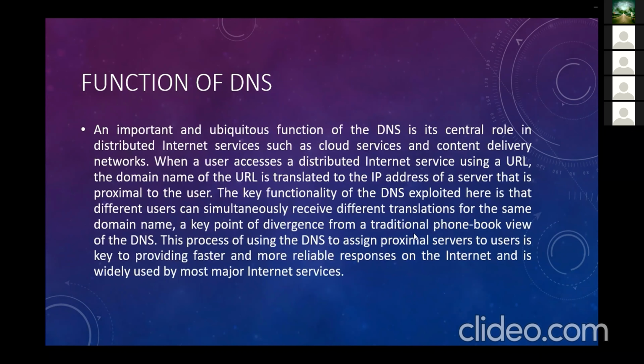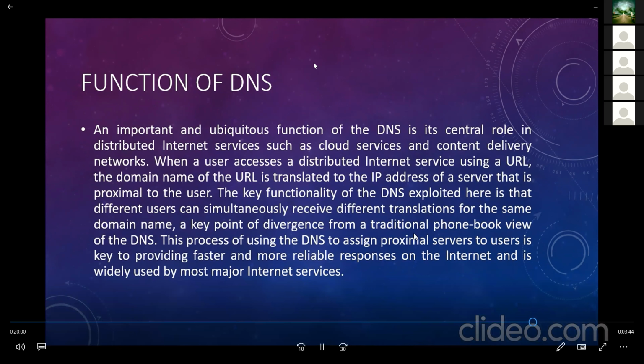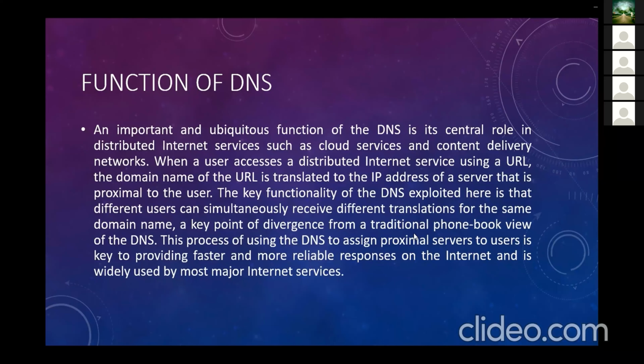And an important and ubiquitous function of the DNS is its central role in distributed internet services such as cloud services and content delivery networks. When a user accesses a distributed internet service using a URL, the domain name of the URL is translated to an IP address of a server that is proximal to the user. Okay, so the key functionality of the DNS exploited here is that different users can simultaneously receive different translations for the same domain name. A key point of divergence from the traditional phone book view of the DNS, this process of using the DNS to assign proximal servers to users is the key to providing faster and more reliable responses on the internet, and is widely used by most major internet services.